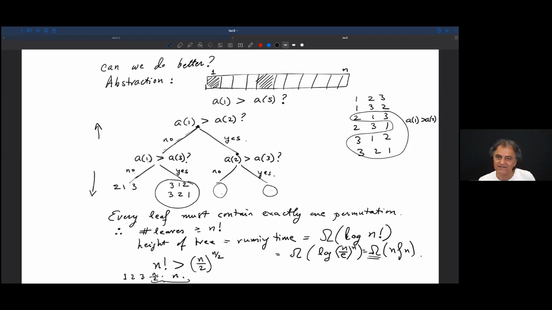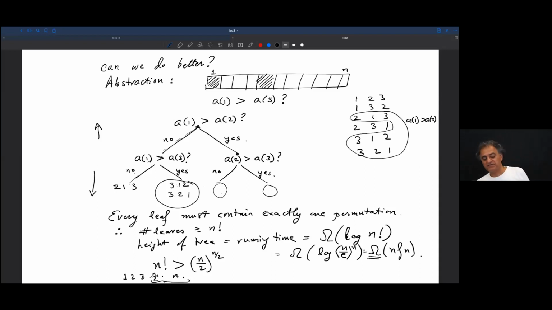This tree is different. We are working in this model, the comparison model, and we are asking what an algorithm looks like. An algorithm looks like a tree in this model, where the interpretation is that a run of the algorithm is a path from the root to the leaf.